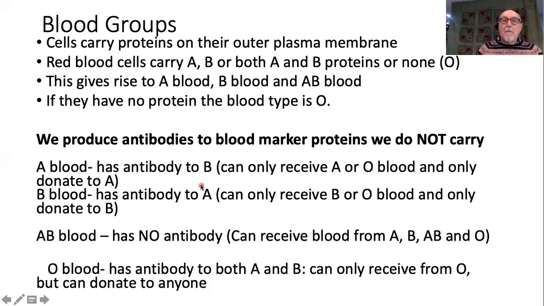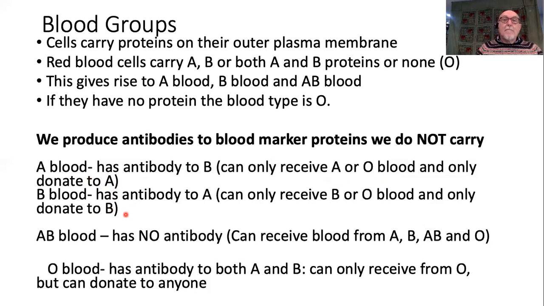So, for example, A blood has antibody to B. So somebody like me with A group, I can receive A blood, obviously, or I can receive blood from somebody with the blood group of O. And I can only donate to A. I can't donate A blood to B. They've got antibodies there. I can't donate to O. I can donate to AB. I should add that in.